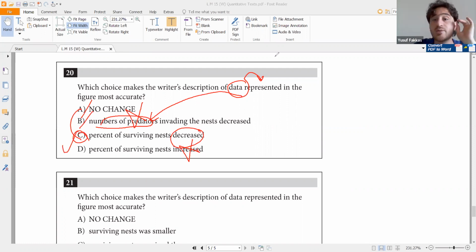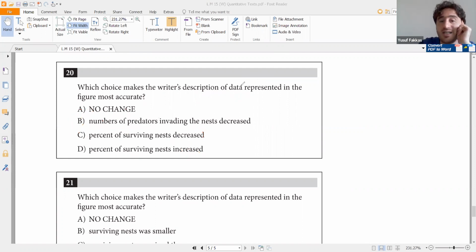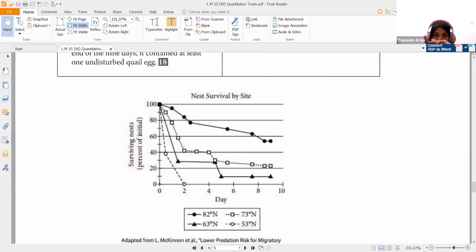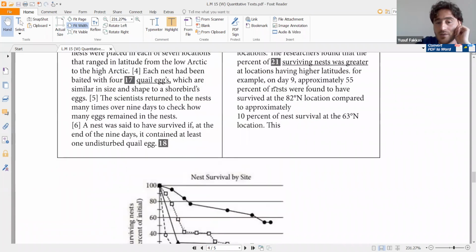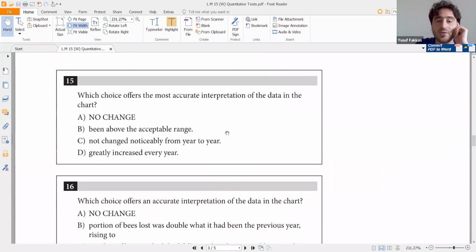Okay? Remember, that's why I tell you, focus on the question. We need data represented in the figure. Let's go back to the figure. Can I ask a question? Do we have anything about the number of predators? No. So I cannot choose it.